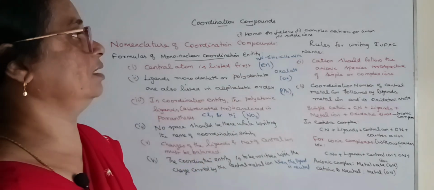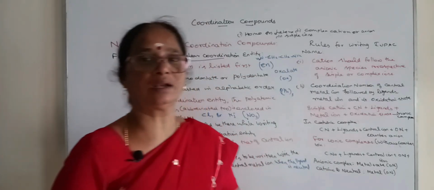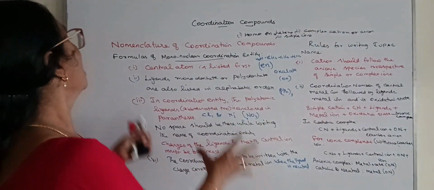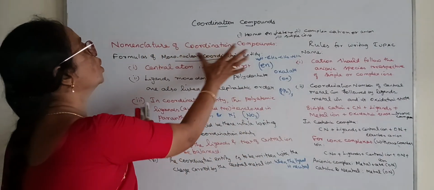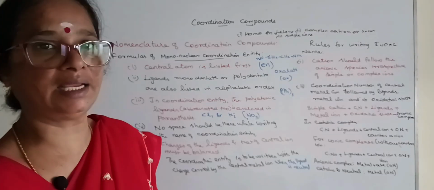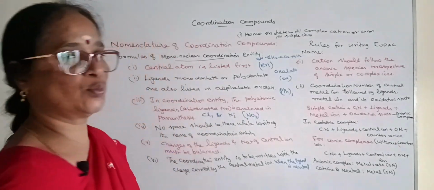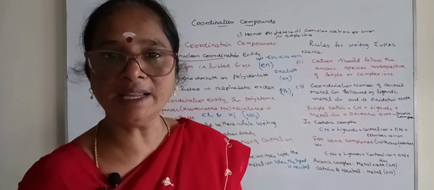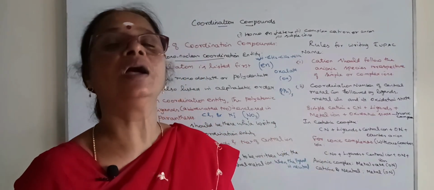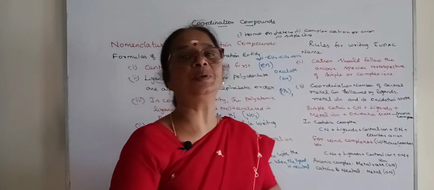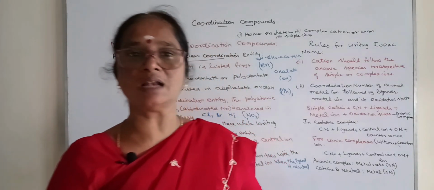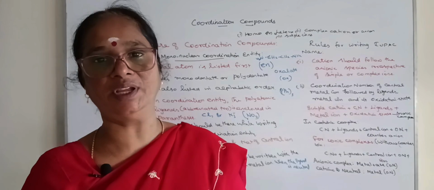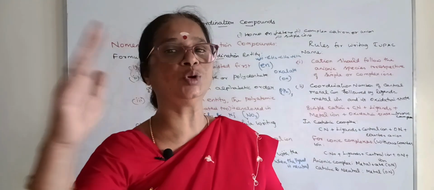The next one, rules for writing the IUPAC name. Here we just discussed how to formulate a mononuclear coordination entity. Now for this formulated one, we are going to write rules for writing its IUPAC name. Always, whether it is a simple salt or a complex salt, the name of the compound should always start with the cation followed by the anion.